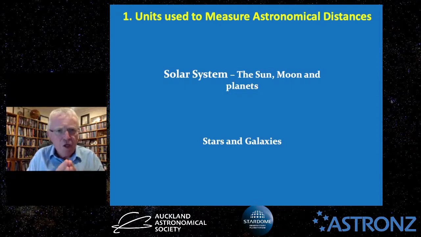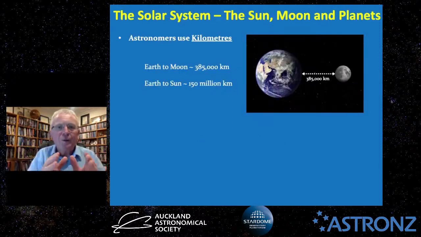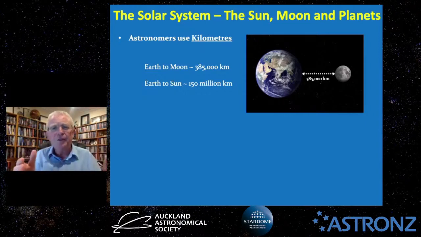So, one, units used to measure astronomical distances. I've split this into the solar system, which means measuring distances to the sun, the moon, and planets, and then stars and galaxies. So, what do astronomers do for measuring distance to the sun, the moon, and the planets? They use good old basic kilometers, not miles, Americans, but kilometers, metric, so that we're all familiar with.